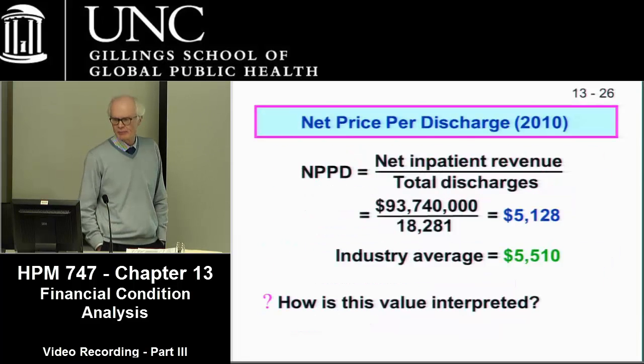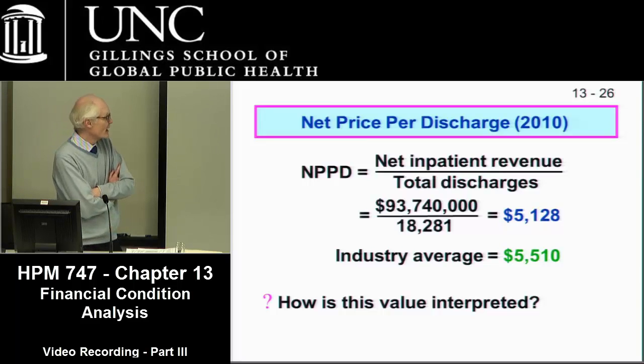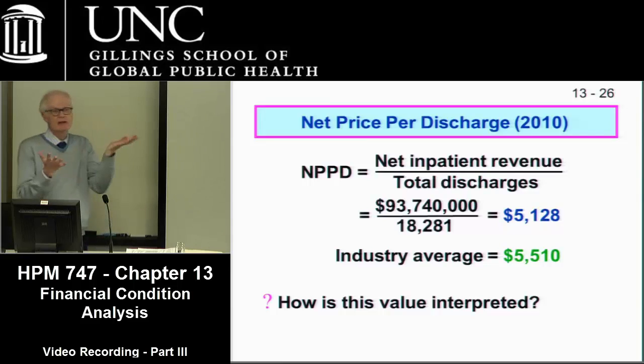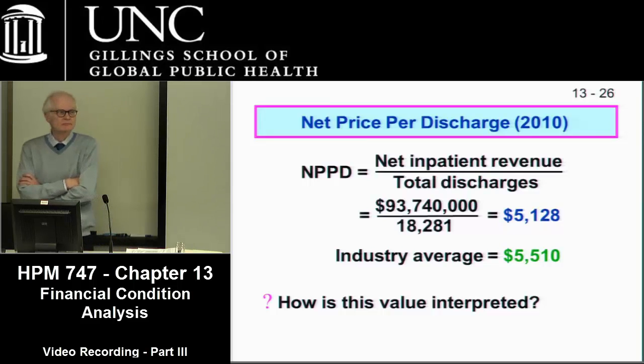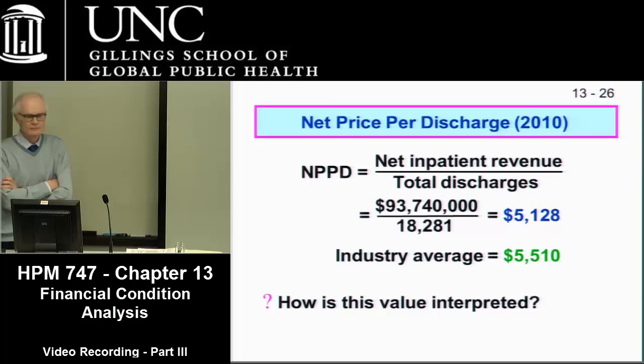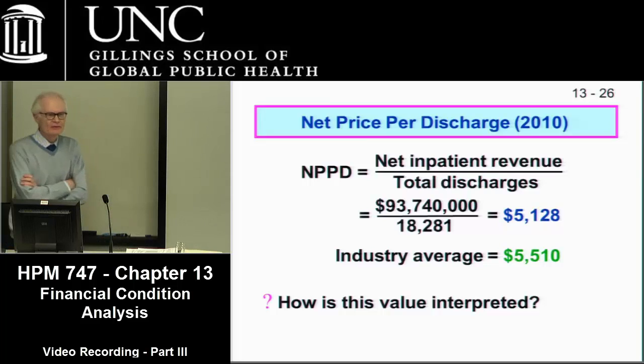Lou calls this net price per discharge. I always have these running arguments with him because I really think it's revenue per discharge, but he likes to call it net price per discharge. Essentially, it's your total net inpatient revenue divided by your total inpatient discharges, and you get 5128. What does that mean? An average of 5128. The industry average is 5510.